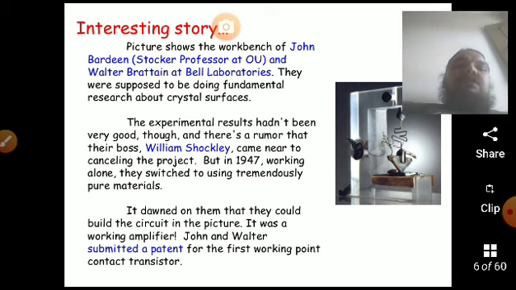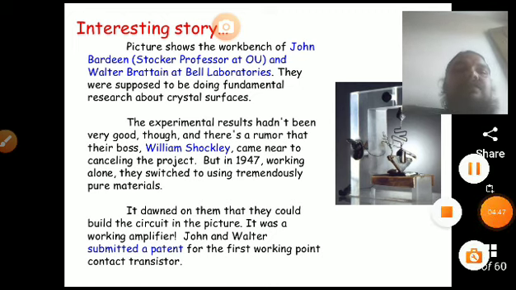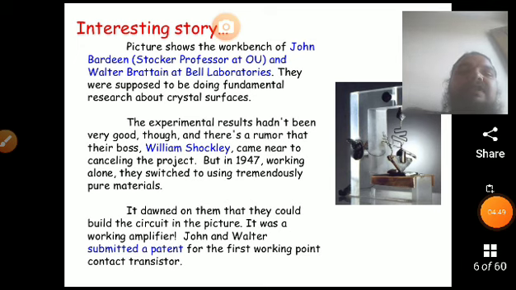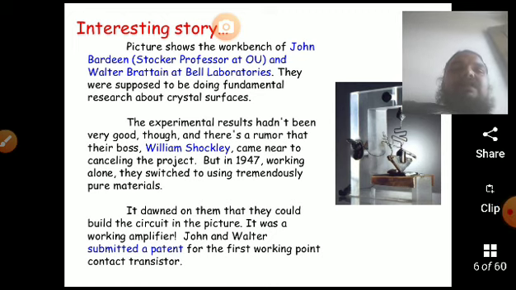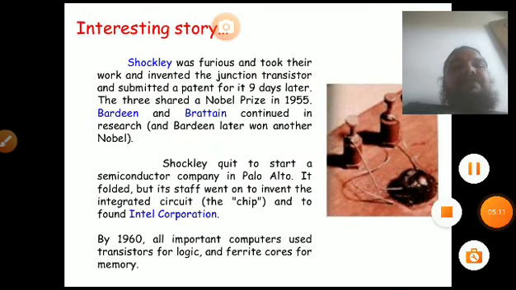They switched to using thermodynamically pure materials. They could build their circuit in the fixture. It was a working application. Bardeen and Brattain submitted a patent for the first working point contact transistor.